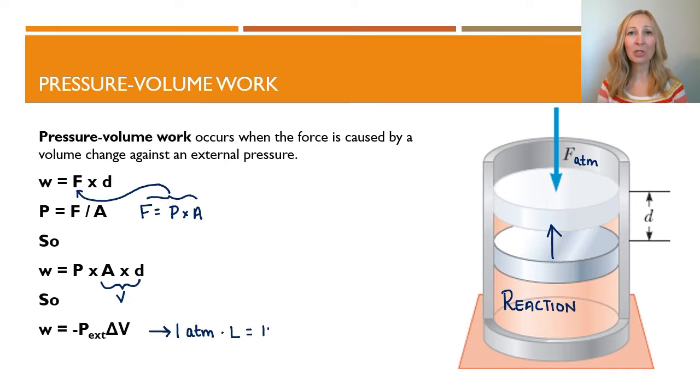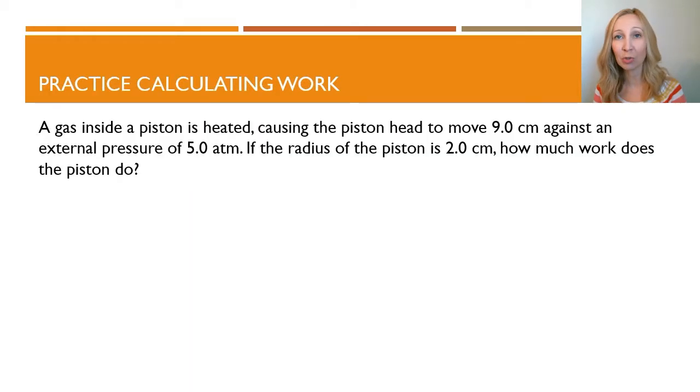And now we have to look at our units very carefully here. Pressure has a unit of atmospheres, and volume has a unit of liters. And it turns out that 1 atmosphere liter is equal to 101.3 joules. So let's do a couple practice problems with this.